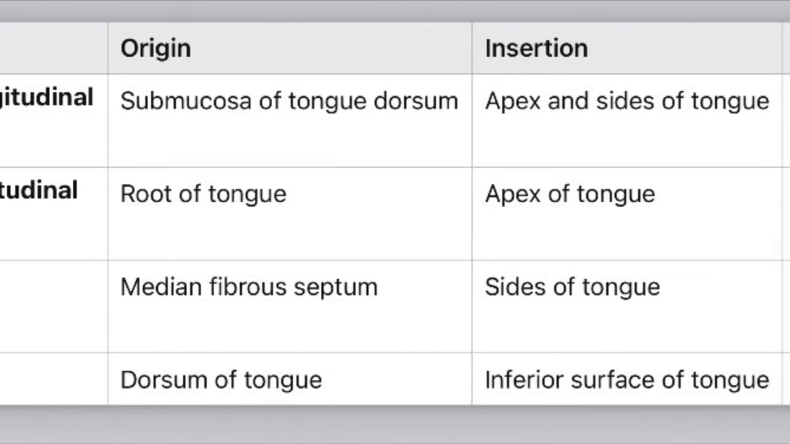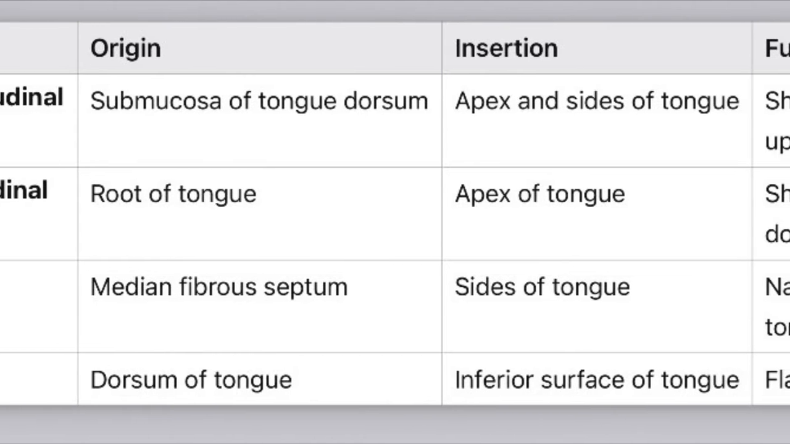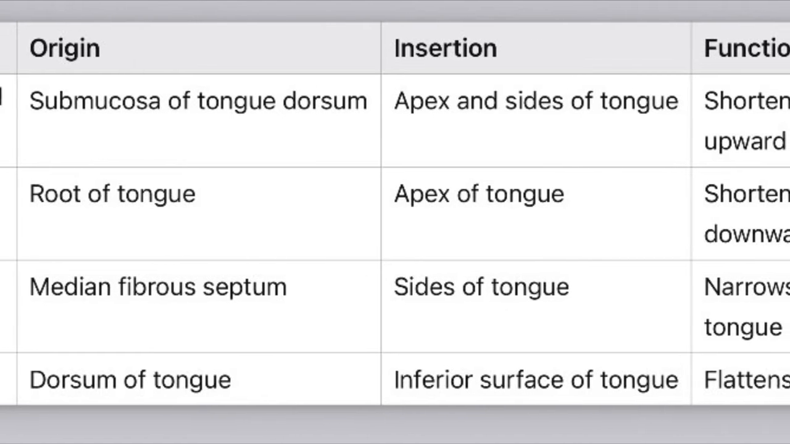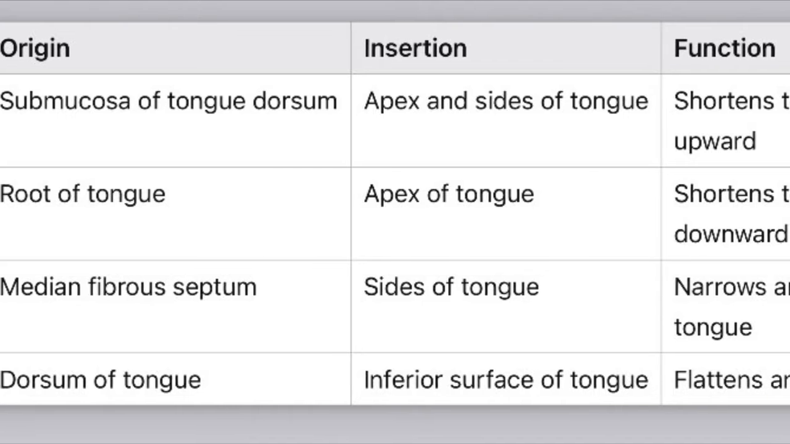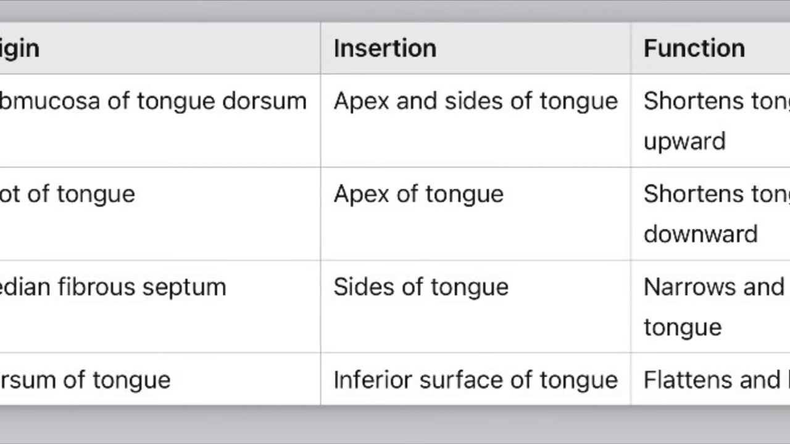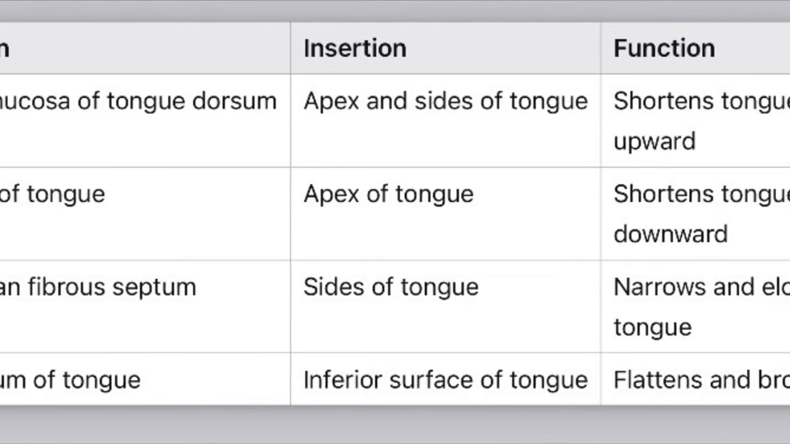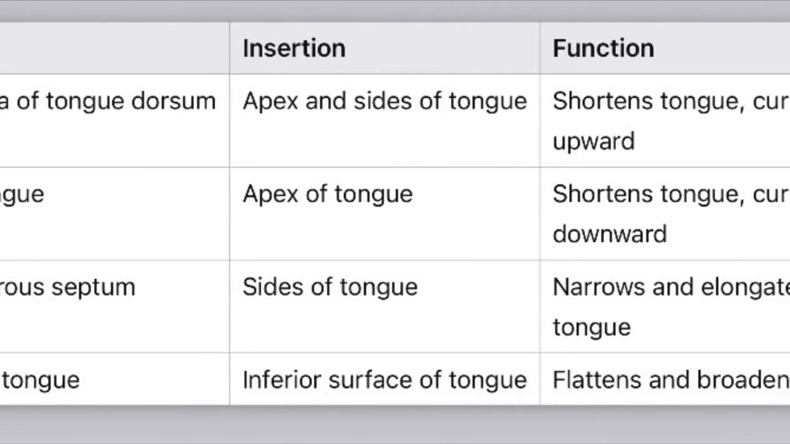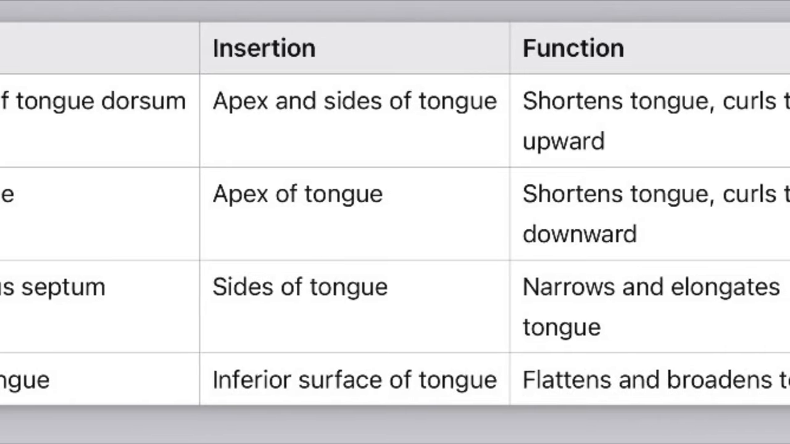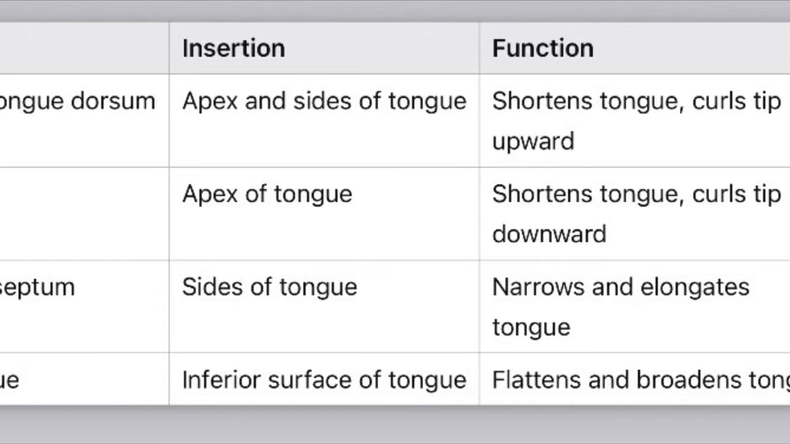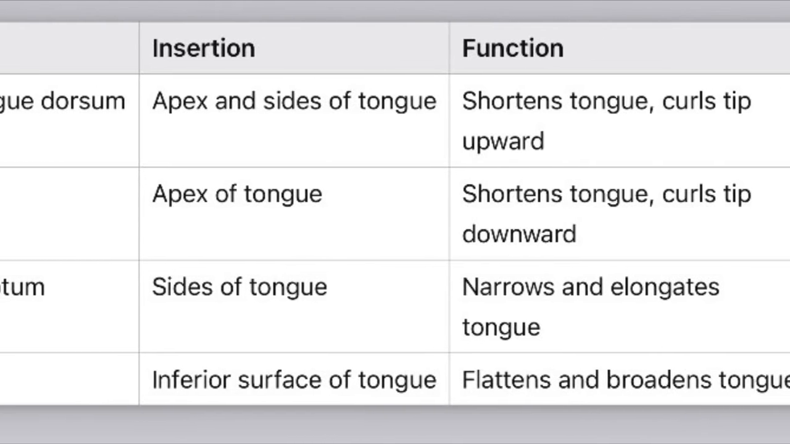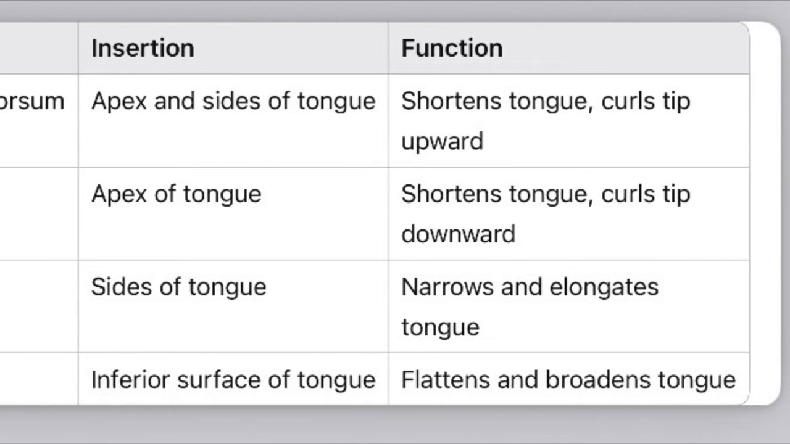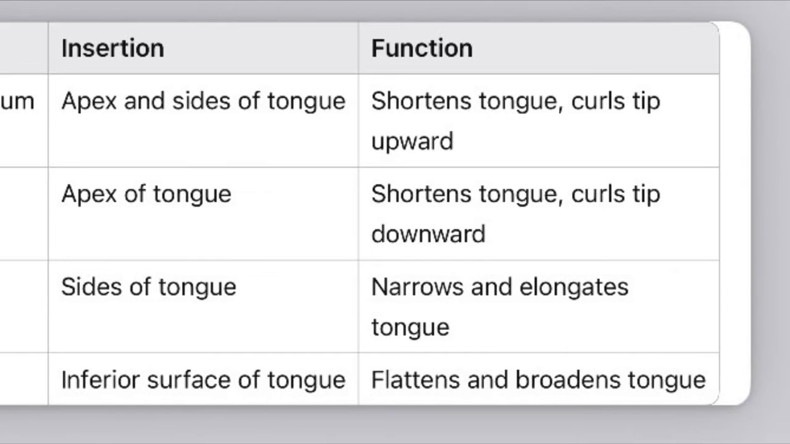Inferior longitudinal muscle arises from the body of the hyoid and base of the tongue. It inserts on the apex of the tongue on the inferior border. It curls the tip inferiorly and shortens the tongue. Transverse muscle arises from the lingual septum and inserts on the submucous fibrous layer. It narrows and lengthens the tongue. Vertical muscle arises from the superior surface of the tongue and inserts on the inferior surface of the tongue. It flattens and broadens the tongue.